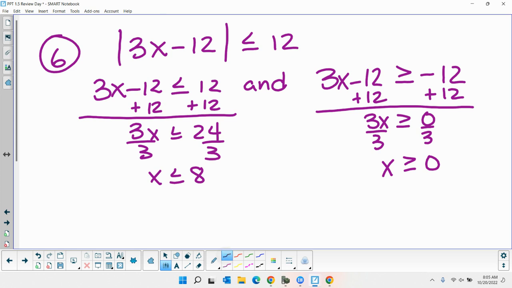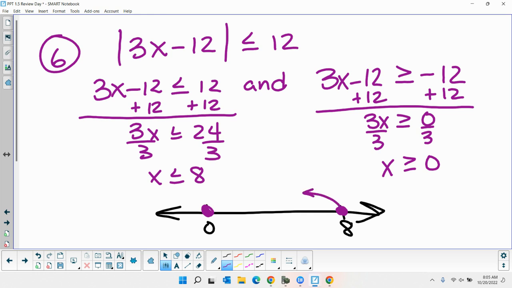Add 12 and divide by 3 also here. Okay. So 0 would be down here. 8 would be up here. And solid dots, because of the equal to. It says less than or equal to 8, so I'd be going this way. Greater than or equal to that way. When it's an "and," I see where they overlap. Where they're overlapping is in between those two, right? From here to here is where they overlap. Okay? Questions on 6. Ands overlap, ors put together.